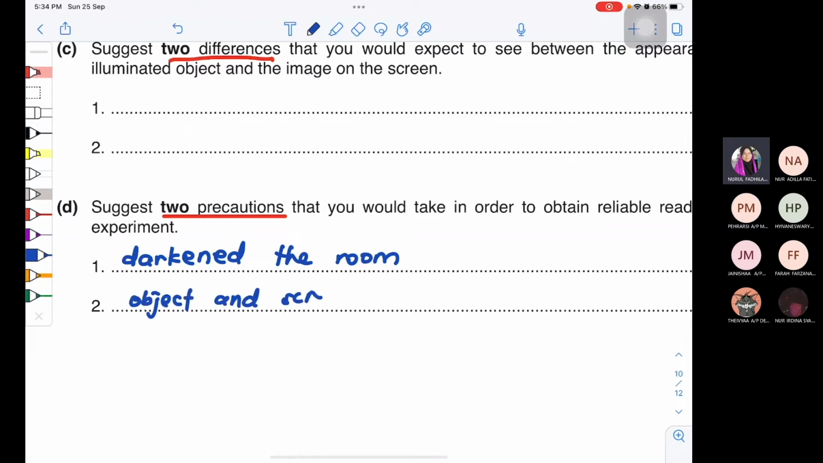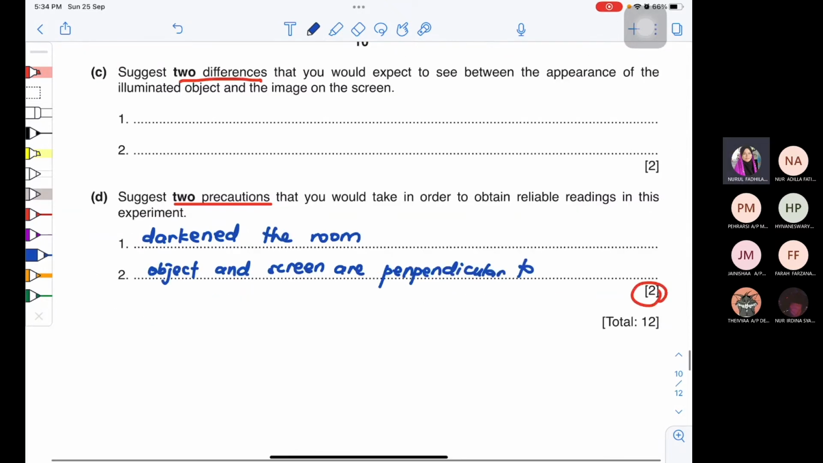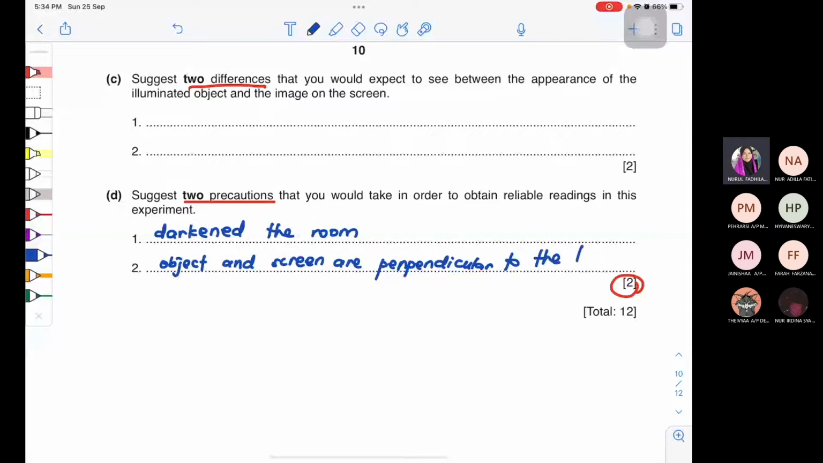Object and screen are, first you make sure object and screen are perpendicular to the bench. To the bench, whatever bench you use. Maksudnya ini meja tu tak singit-singit kan. Kalau meja tu berlekuk-lekuk, let's say lah meja awak tu problem, you ada meja yang macam ni. Jadi kan nanti bila you letak kat sini lens, kat sini you punya screen, dia dah tak selari. Okay, dia tu akan menyebabkan error.